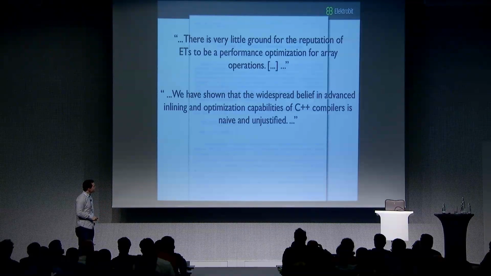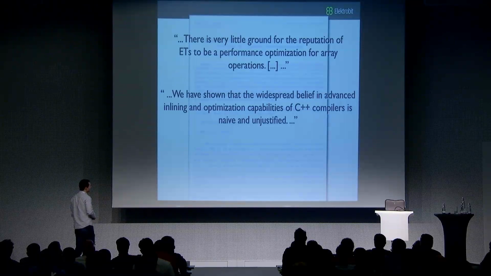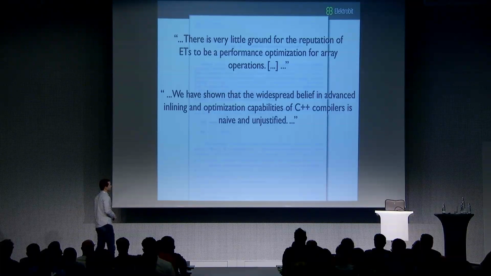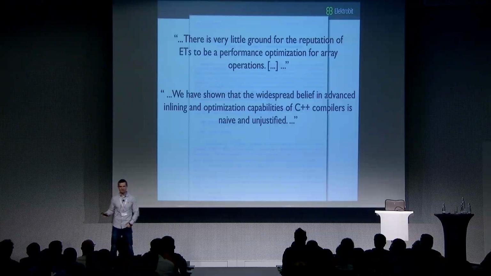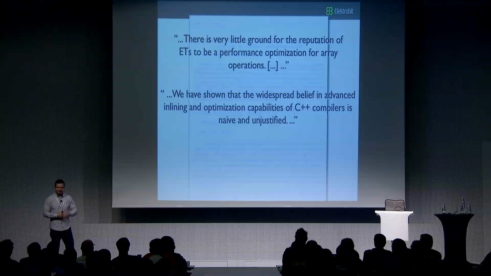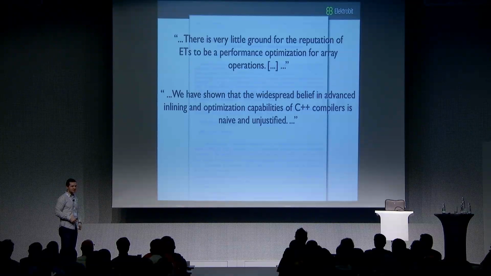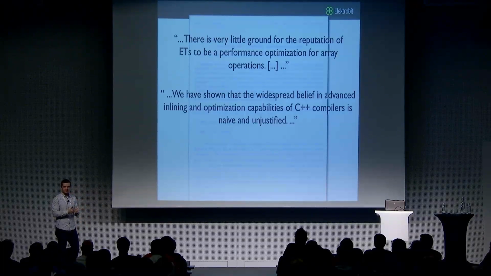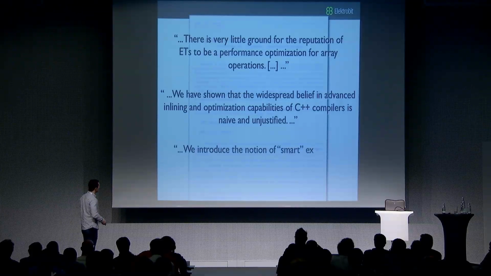We have shown that the widespread belief in advanced inlining and optimization capabilities of C++ compilers is naive and unjustified. So essentially, the entire belief that the compiler is fixing this for us, is assembling for us the code that runs fastest, is simply not working.